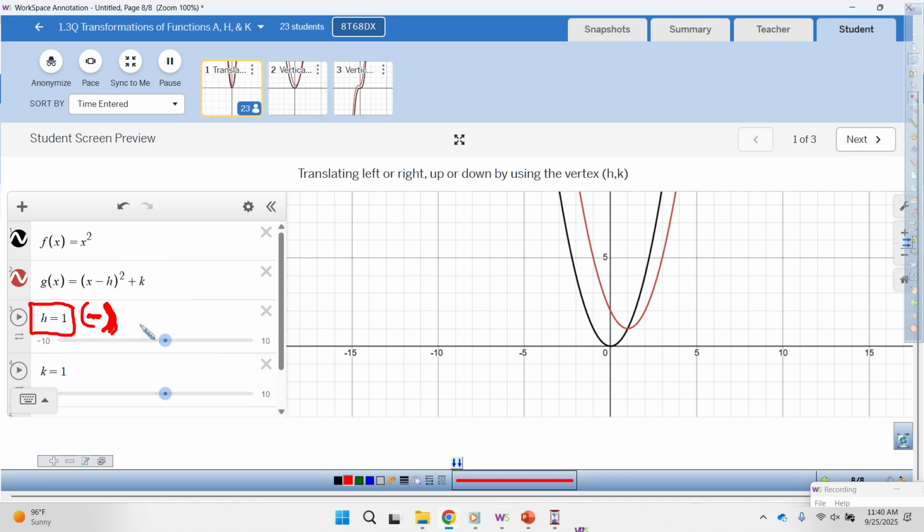It goes to the direction of the what? Left. Yeah, so when this h value is negative, it should have gone to the left. Is that correct? Okay. So if we change it to positive, obviously it should go to the right. So positive, negative. All right. Same thing with k. I want you to switch it to negative. See what happens to negative.